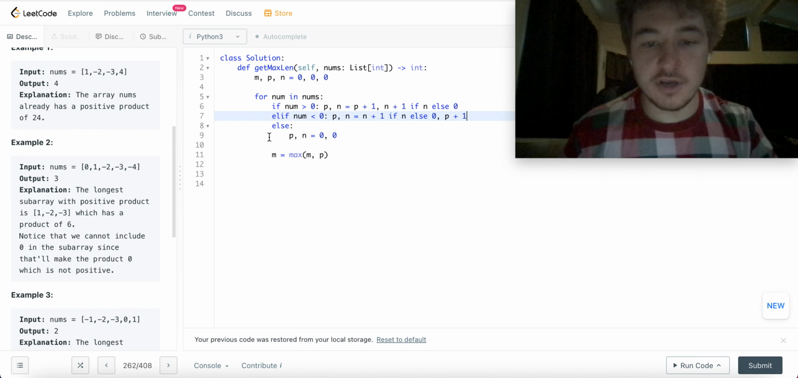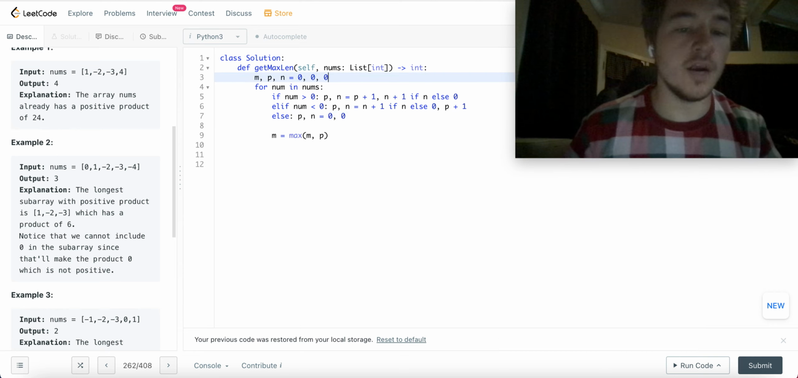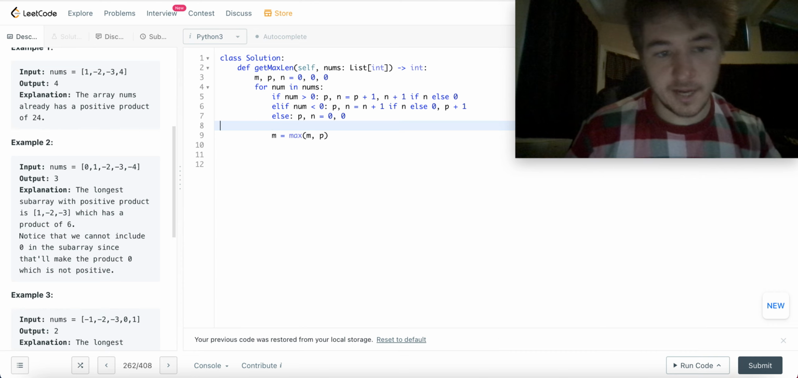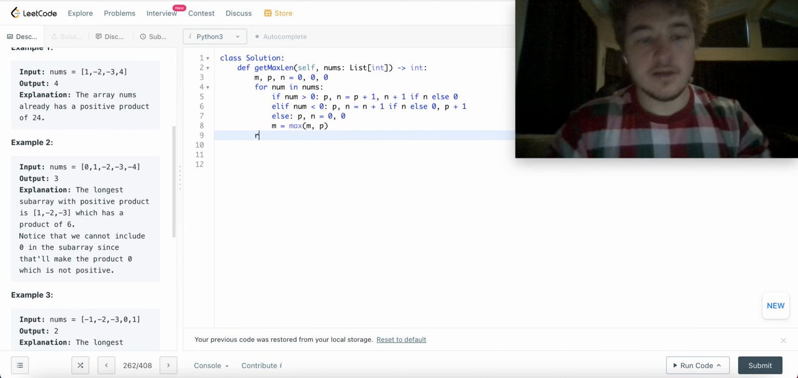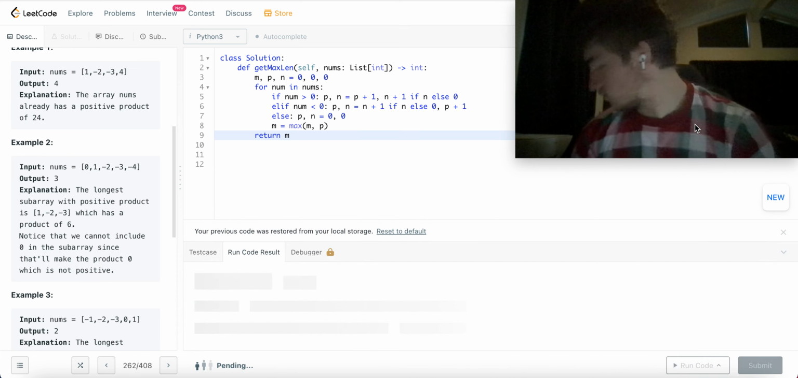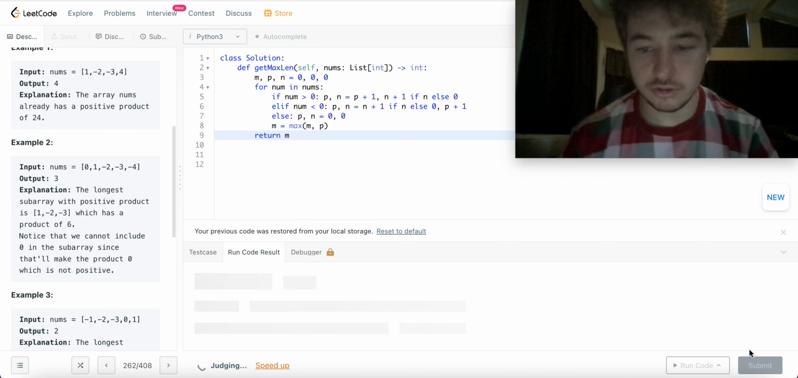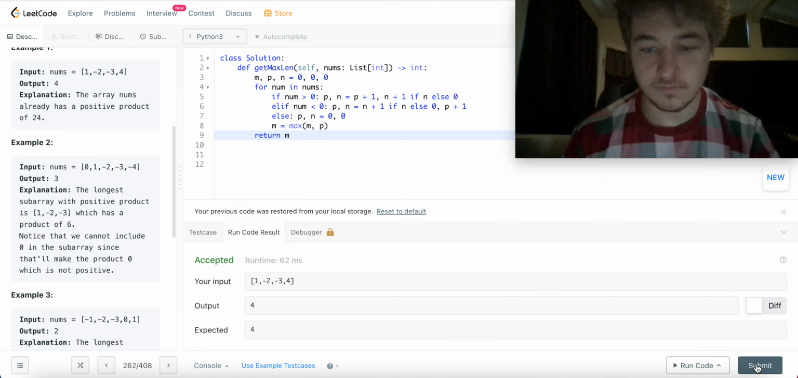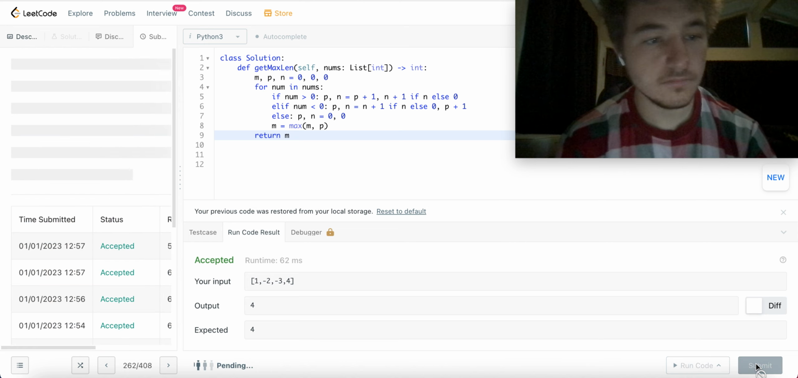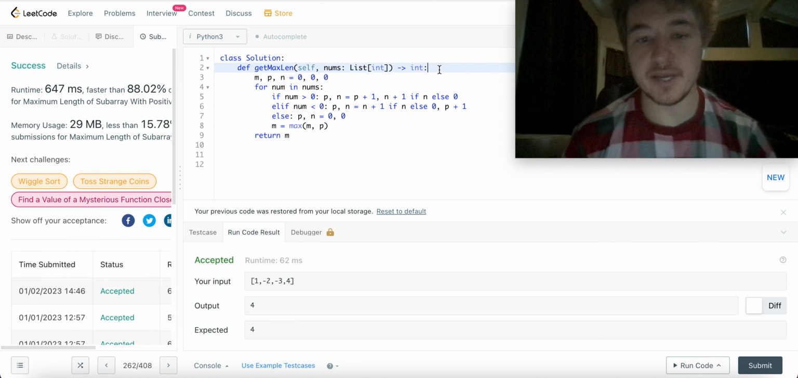Now, I've already solved this, and I've seen previous solutions, and I feel like mine is one of the more approachable ones. But my explanation was pretty poor today. And at the end, you just return m, because m is that max, right? Pending, judging, submitting. And there you go.